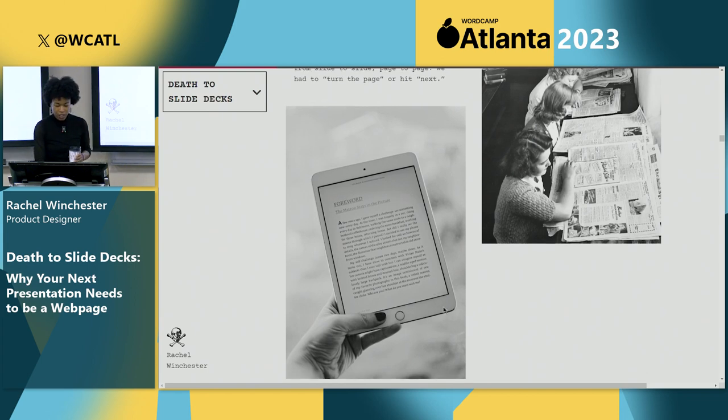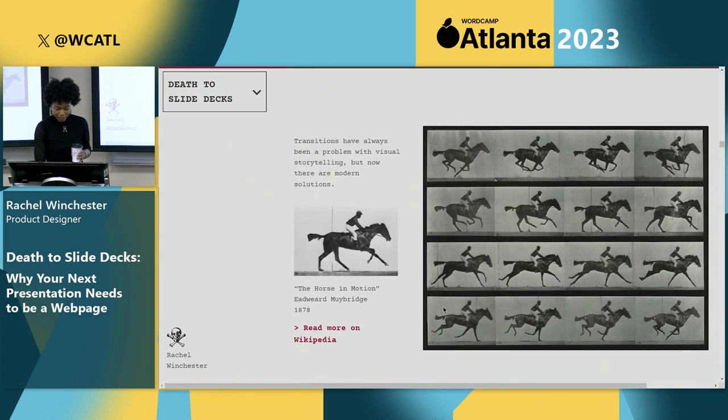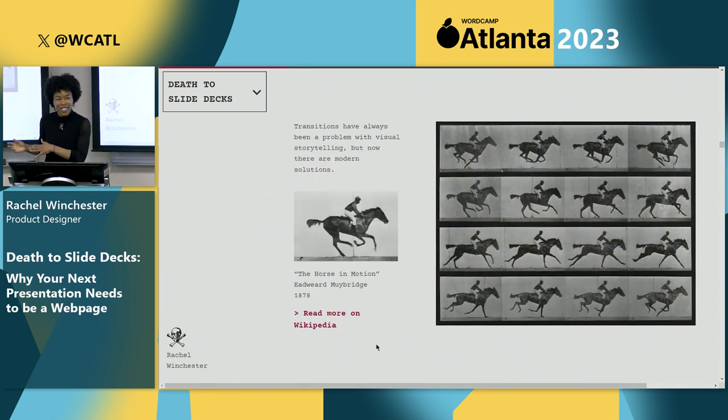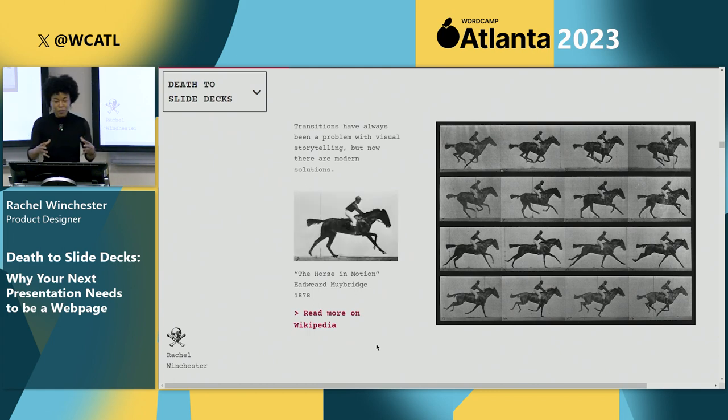So it gives you that illusion of reading a paper or book. So noticing all these technological advances, I really looked back to my own art historical knowledge and remembered this huge point in history. The Horse in Motion by Edward Muybridge.